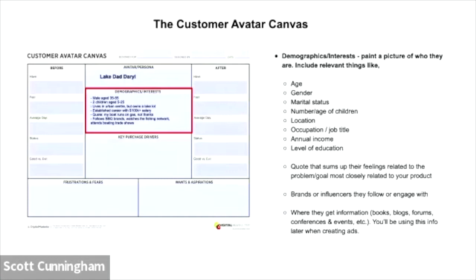You're thinking about these demographics, but you're also thinking about interests, because you're going to use those interests to build interest audiences when you start advertising. So when I think about interests for Lake Dad Daryl, I'm like, okay, if I went into his boat, what other kind of products would I find? If I went into his truck, what kind of products would I find? What kind of brands would I find? If I went into his fridge, what kind of brands would I find? We're trying to really nail down what all the Lake Dads own.